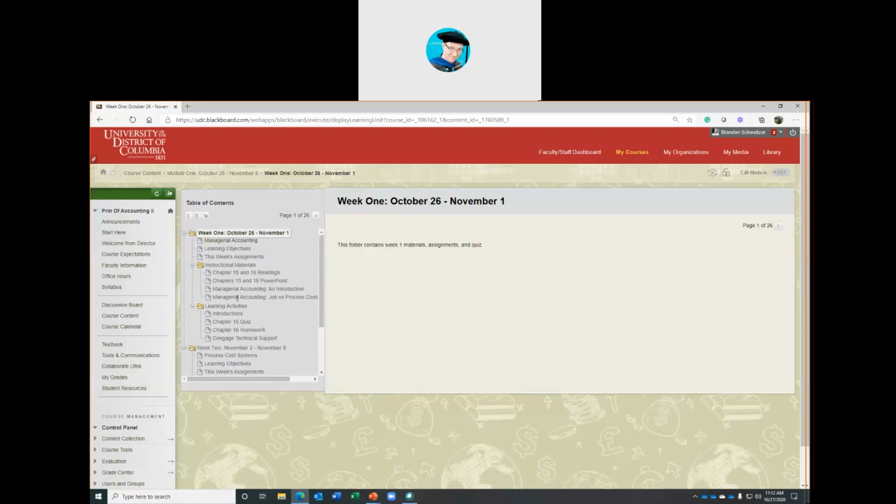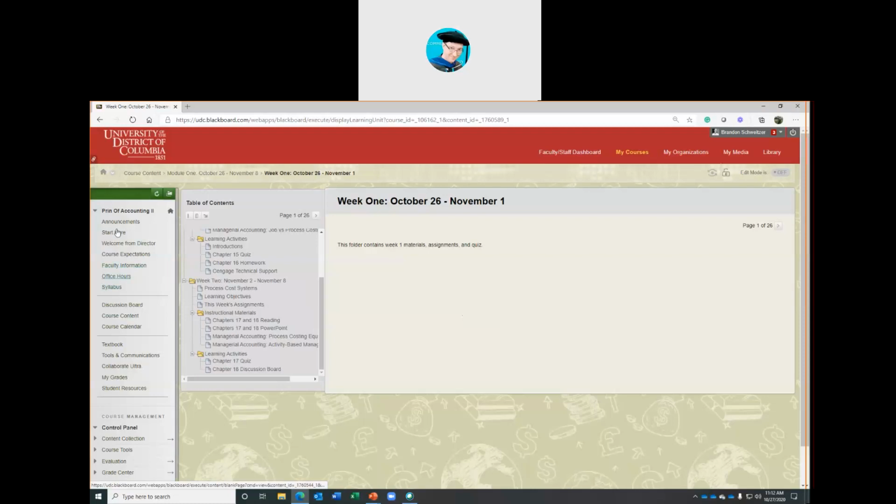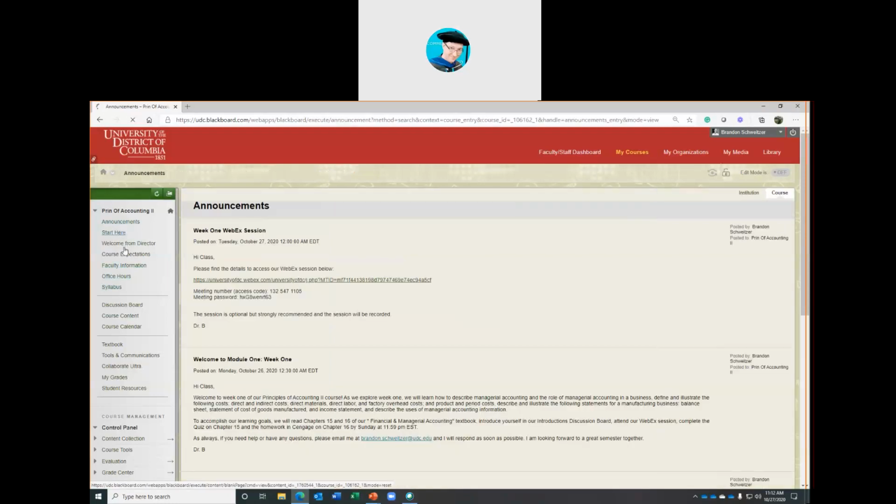Each week we'll have the same exact structure. Each week we'll have 2 assignments and 2 chapters that we'll cover. And for those of you who are with me in 201, it's the same structure, same format. So the first thing you should do when you come into the classroom, of course, is read through the announcements, click Start Here, and go through all of that wonderful content.